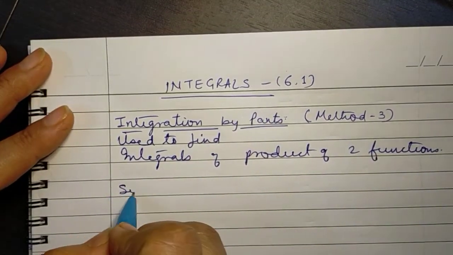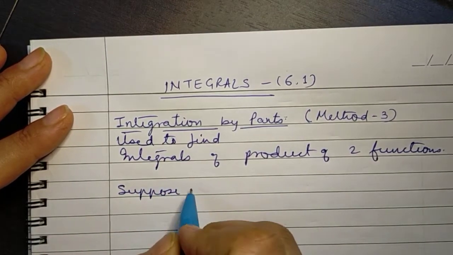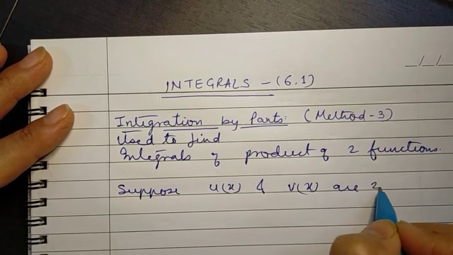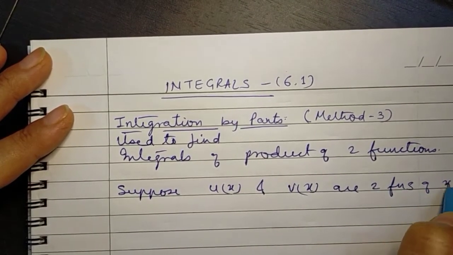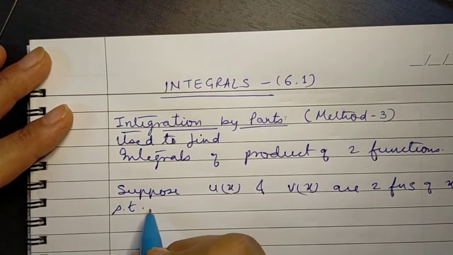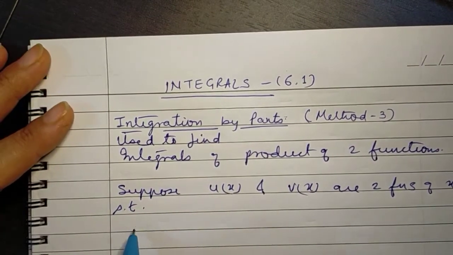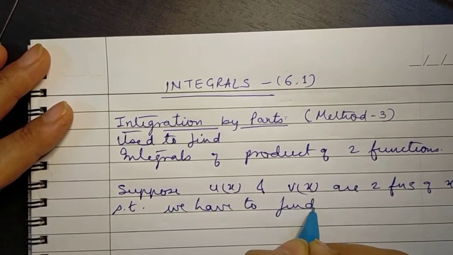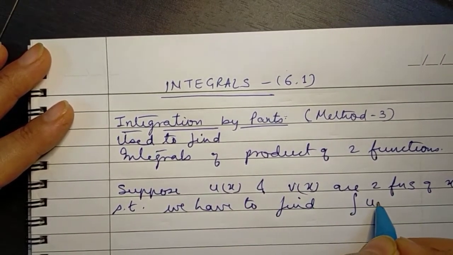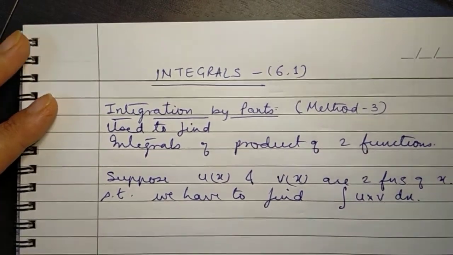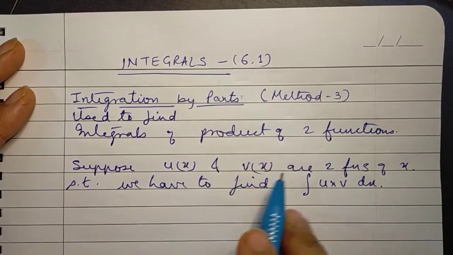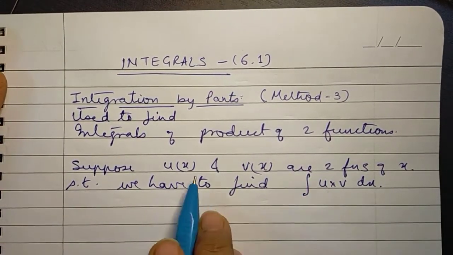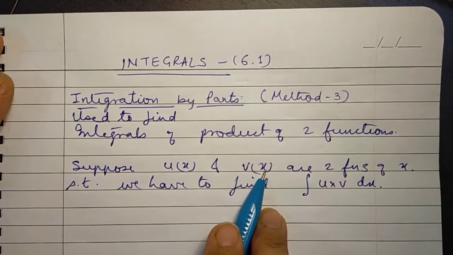Now suppose we are given u(x) and v(x), two functions of x, such that we are required to find the integral of u into v into dx. That is, suppose we are required to find the integral of the product of two functions u and v, where both u and v are functions of x.